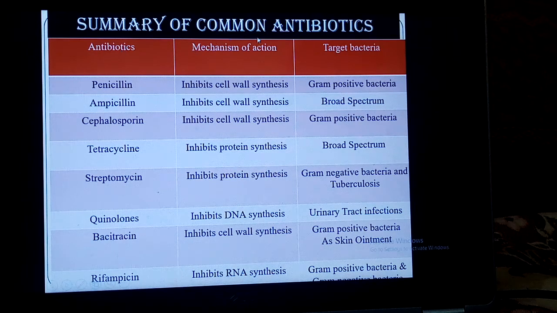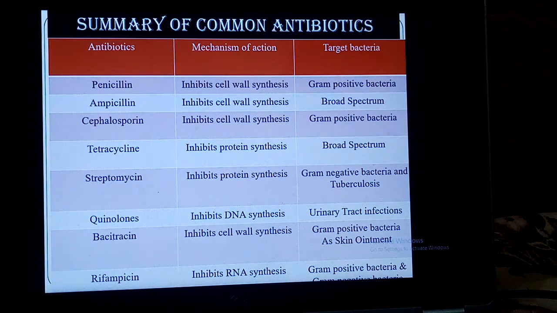These are antibiotics. This is the mode of action or mechanism of action, and this is the target area. So how can you target these microorganisms? The first one is penicillin, then ampicillin, then cephalosporin, then tetracycline, then streptomycin, then quinolone, then bacitracin, and then rifampicin. So all these are antibiotics.